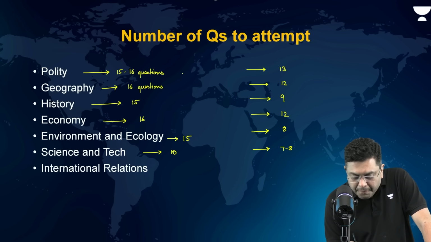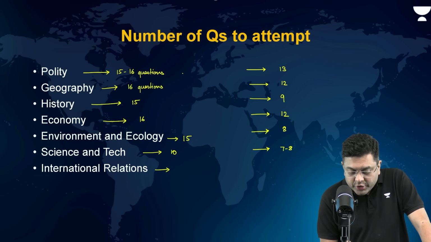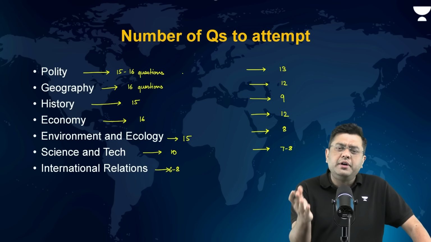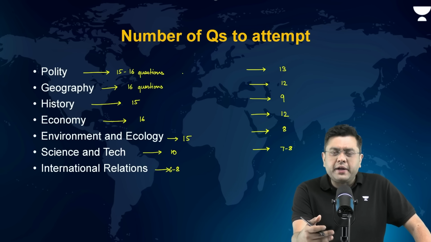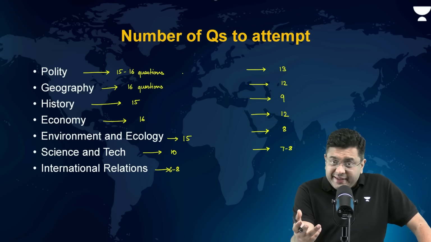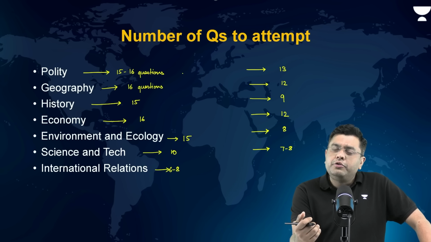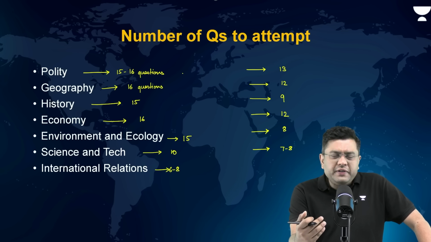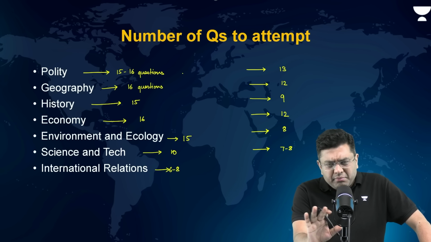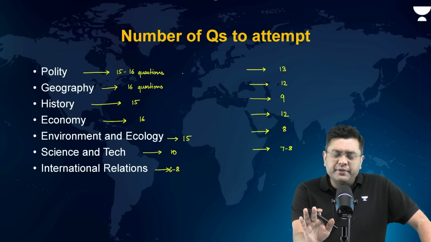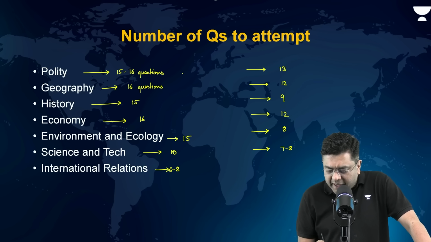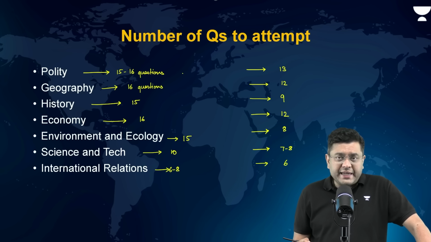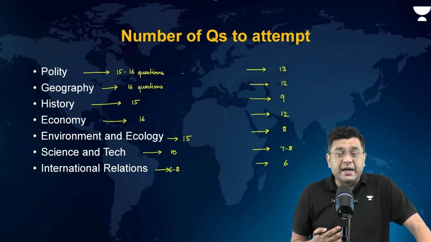Then IR, international relations. Let's suppose there are 6 to 8 questions. If you have covered G20, the case of the BRICS, the global summits, ASEAN is in news this year, G7, all these international agreements, just the basic ones that you read in current affairs, you should get 6 of them correct. It is not a very tough subject to get stuck in.